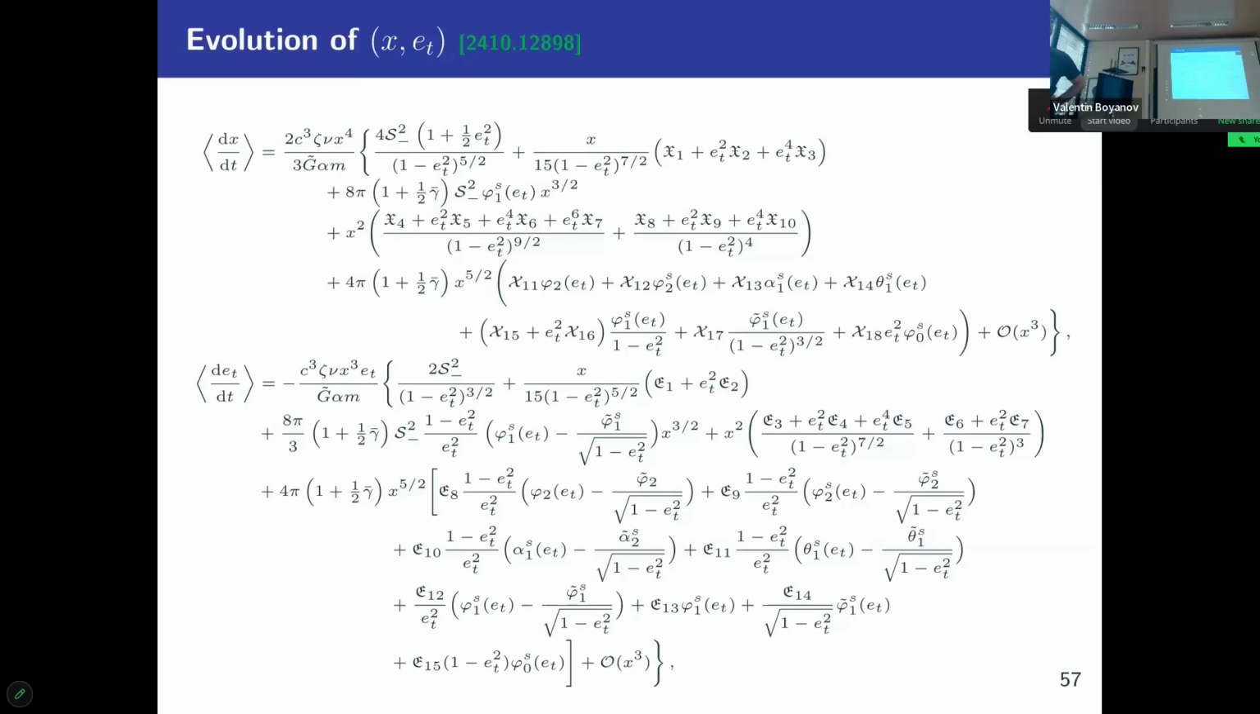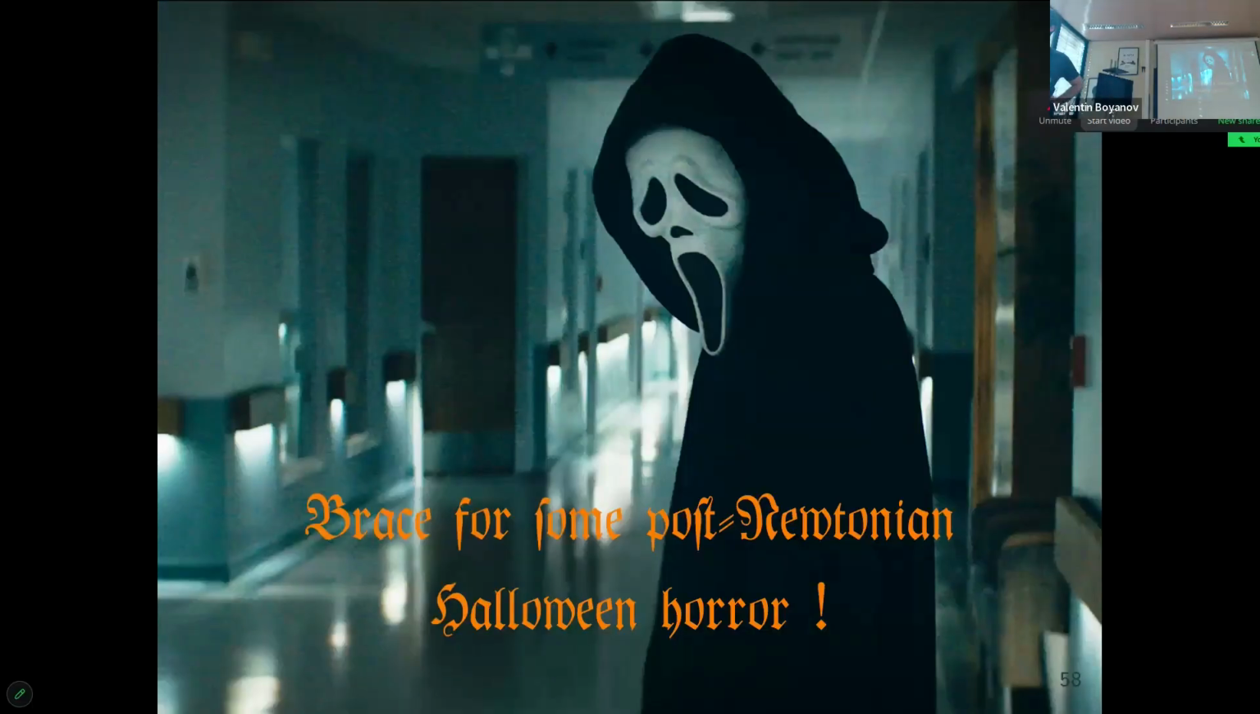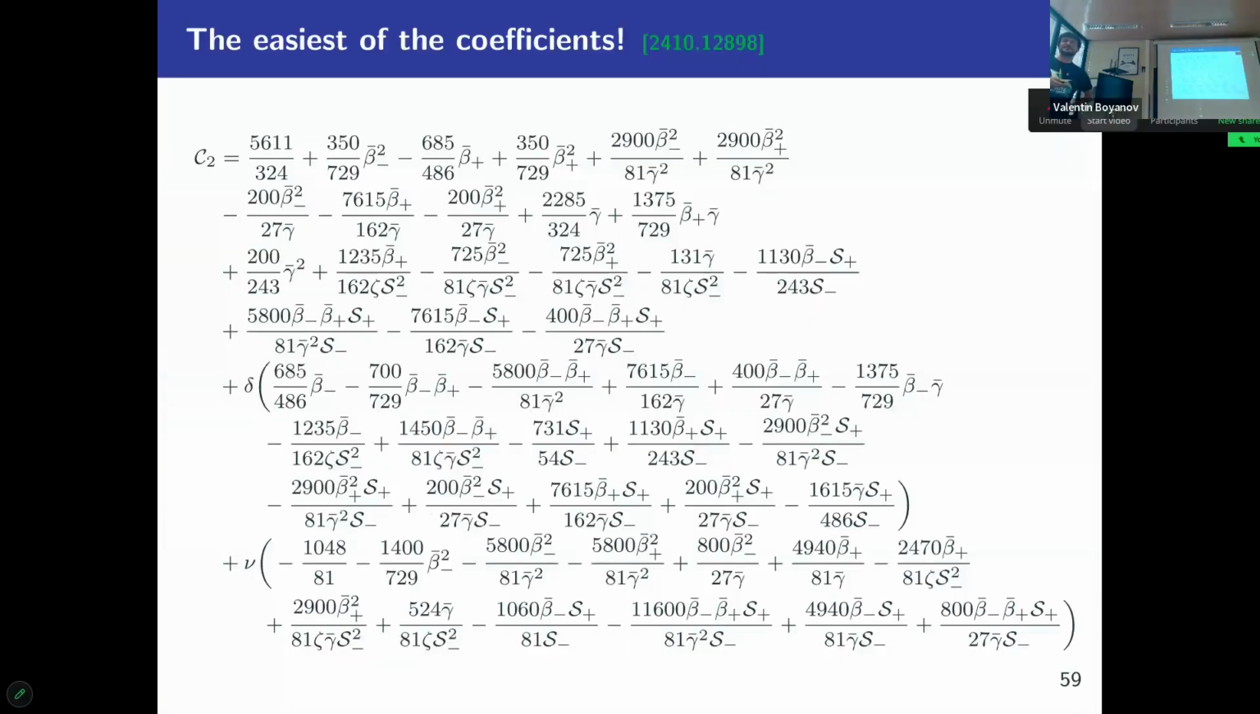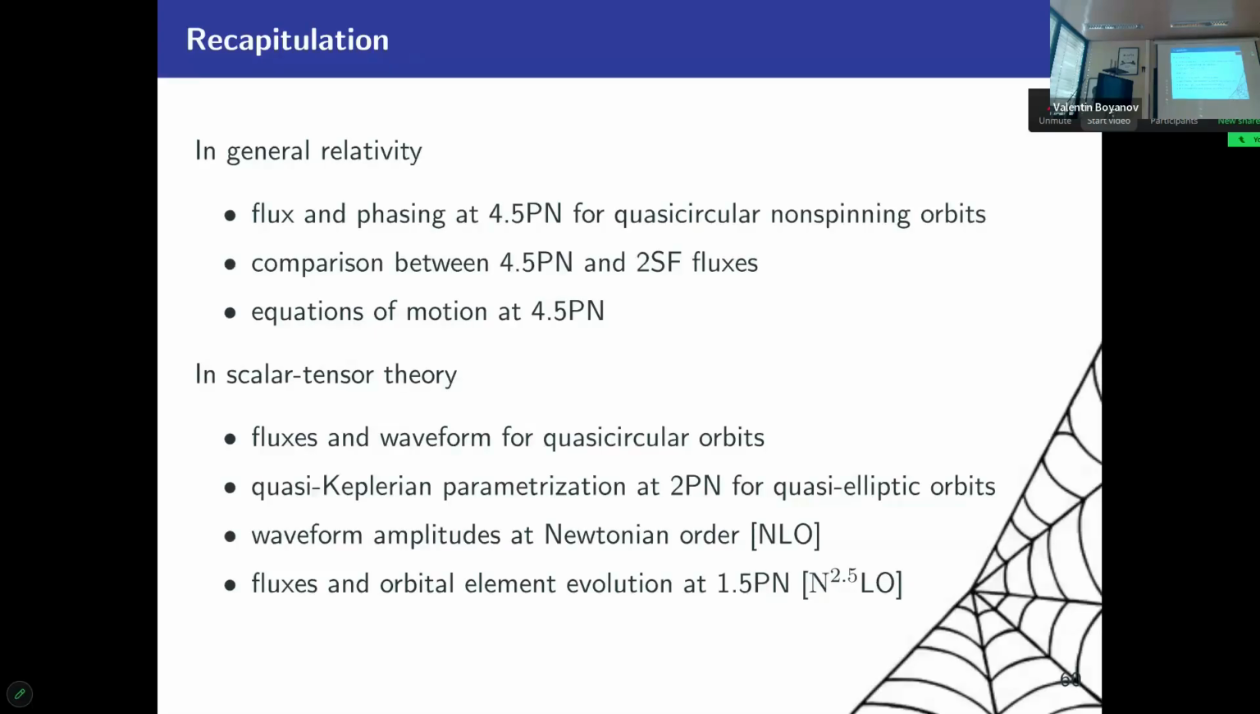So hopefully now, this is also for David, you're ready for some Halloween horror. This is an expression of one of the coefficients. So yeah, half of the paper is appendices, as you can imagine. And so now I think I'm over time, so I'll just leave you with the conclusions of everything we've gone over and take questions.